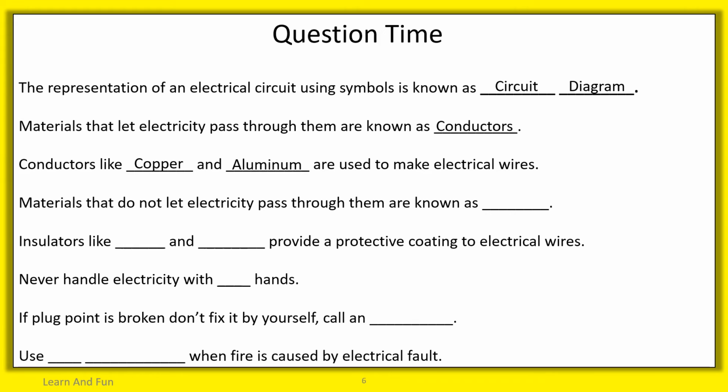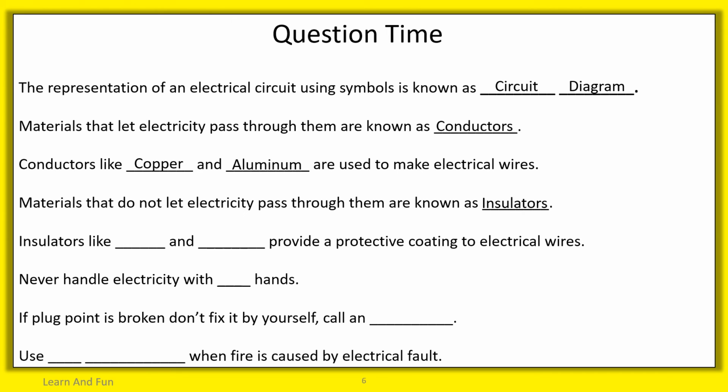If your answer was any other metal, or anything which is a conductor and a good source to make electrical wires, then your answer will also be considered. Next question. Materials that do not let electricity pass through them are known as dash. The answer will be insulators.